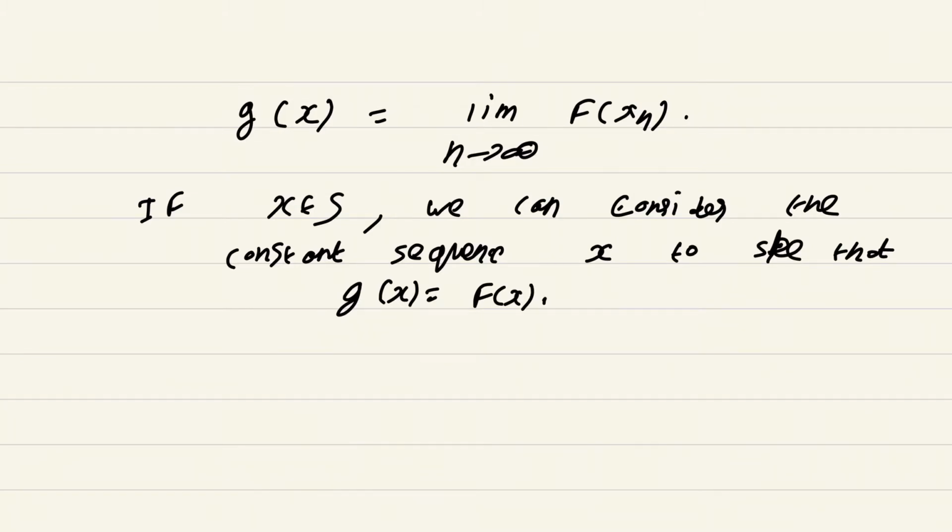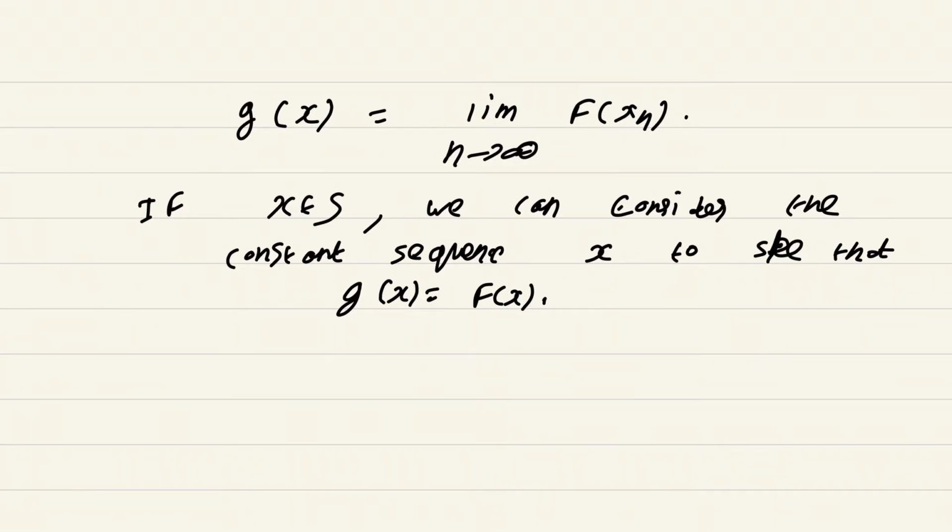Okay, what have we achieved? Well, what we have achieved is the following. Given this function f from S to Y, we have found an extension g from S closure to Y. Now, what remains to be seen is why is this function uniformly continuous? Sorry, why is this function continuous?